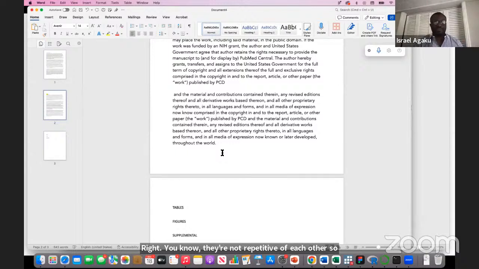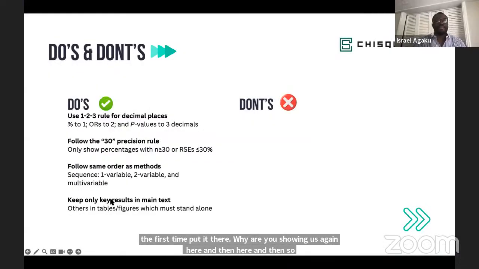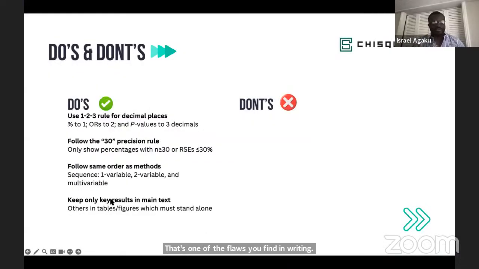It completely defeats the whole purpose where everything here is exactly what's here. And it's like, okay, we have actually seen the results the first time you put it there. Why are you showing us again here, and then here, and then there? So that's one of the flaws you find in writing, where results are just repeated over and over.